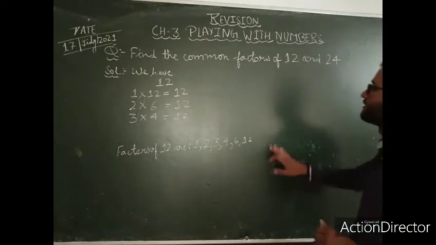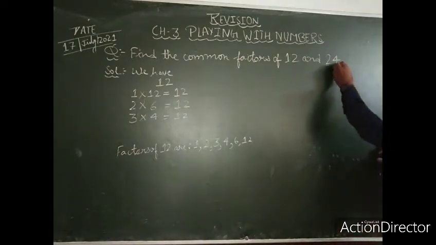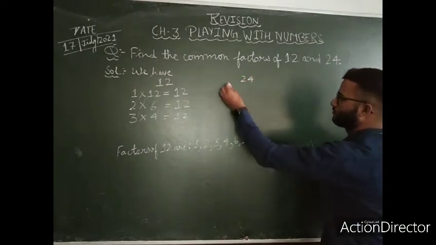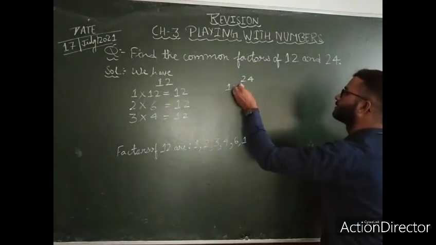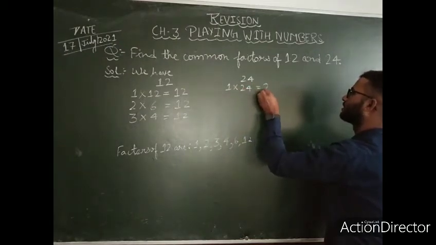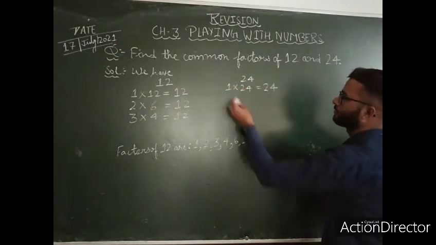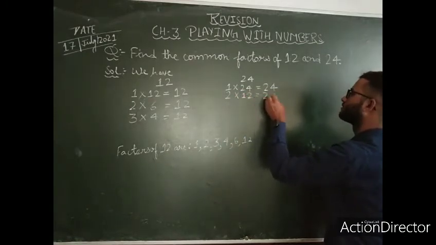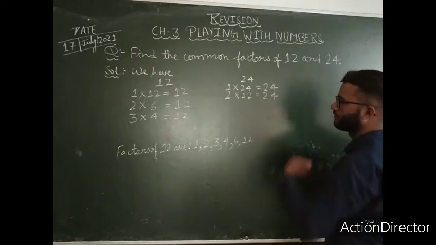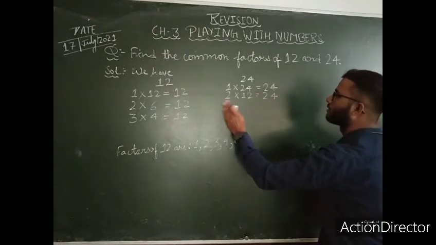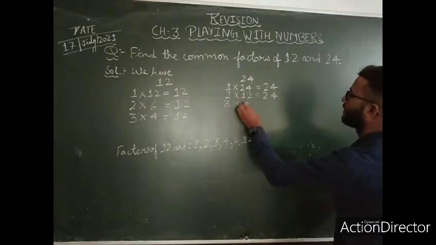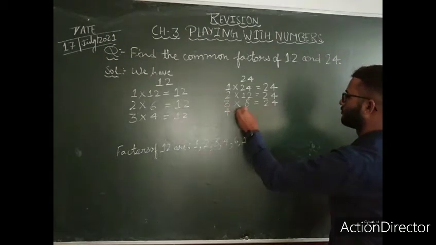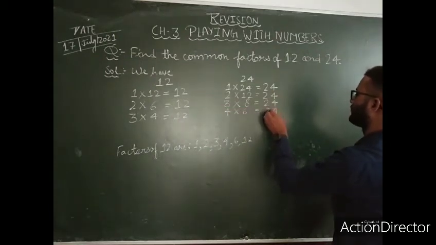right? Now we find the factors of 24 here. Okay, 24, start from 1 multiplied by 24. So here we get 24. Now next 2 multiplied by 12, 2 12s are 24. Next 3 8s are 24. Now 4 6s are 24.